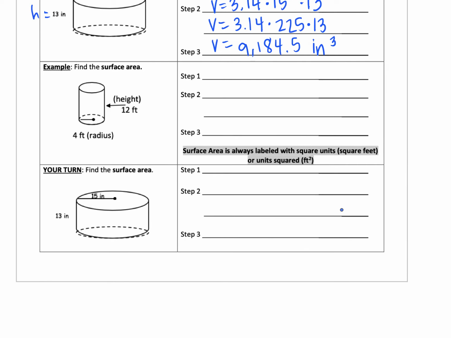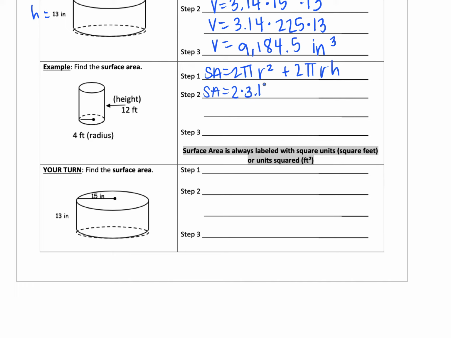Now in our last set of examples, we are still dealing with cylinders, but this time we're finding the surface area of them. So we have height of 12 and radius of 4 in this example, but we're finding the surface area of a cylinder, so we're using the formula SA equals 2 pi r squared plus 2 pi r h. So our first step is still just to fill in all the numbers that we know.